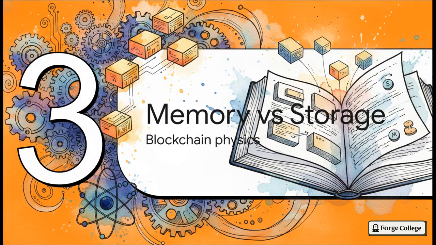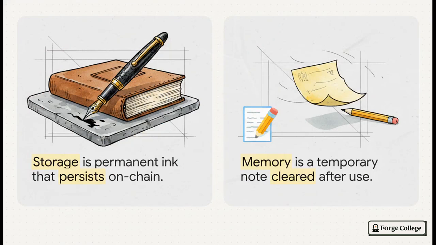Okay, Section 3, Memory versus Storage Rules. Time to master the physics of the blockchain. The rule of thumb for our blueprint is super simple. Storage is permanent ink. It persists on-chain forever. Memory, on the other hand, is just a temporary sticky note. It gets totally thrown away the second the function finishes executing.